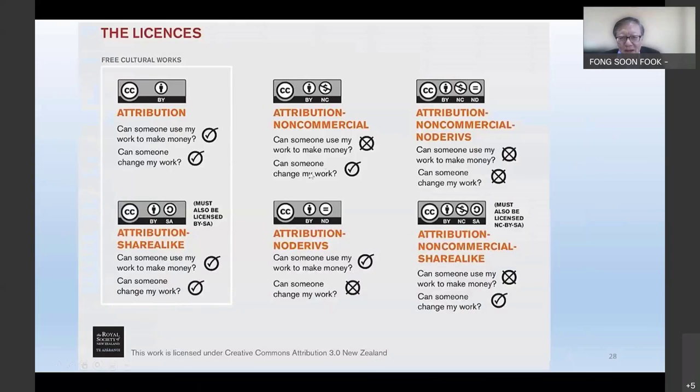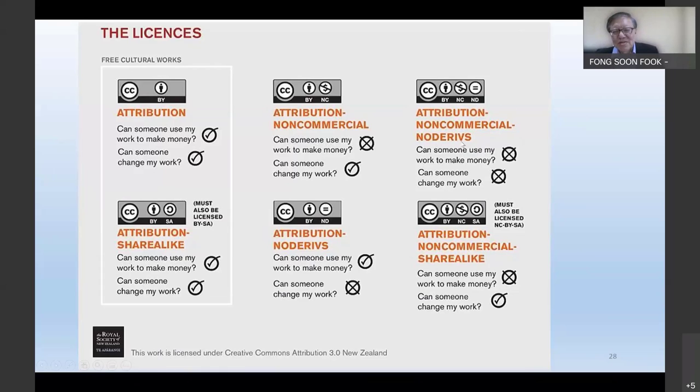Okay. With non-commercial, can someone use my work to make money? Cannot. Can someone change my work? Boleh. They take your picture, they take your video, they modify it, they can, without getting permission from you, the CC. But they cannot make money out of that product. There you are. So that answers you.